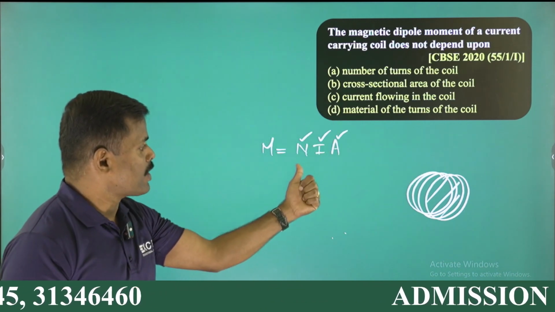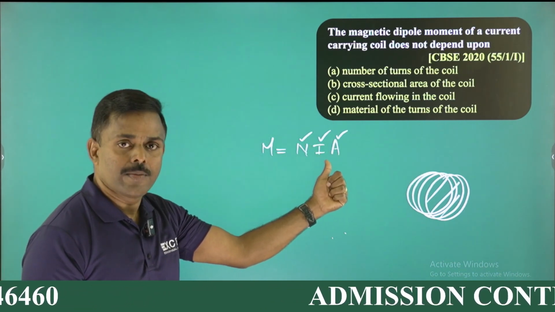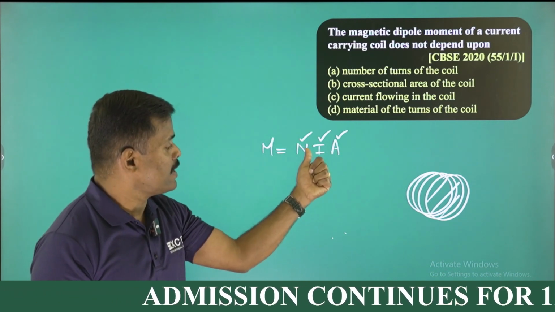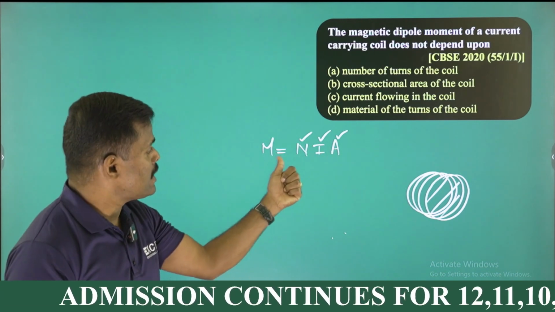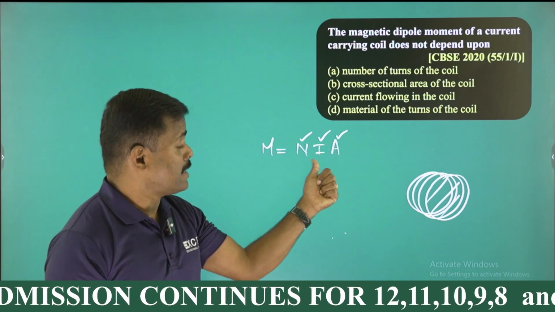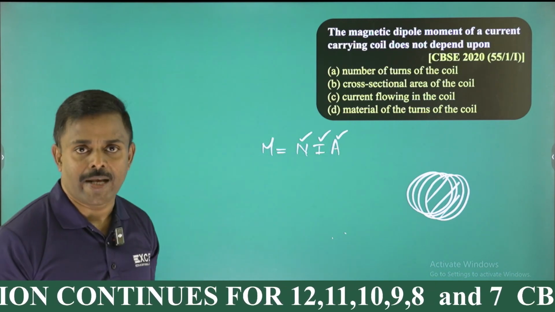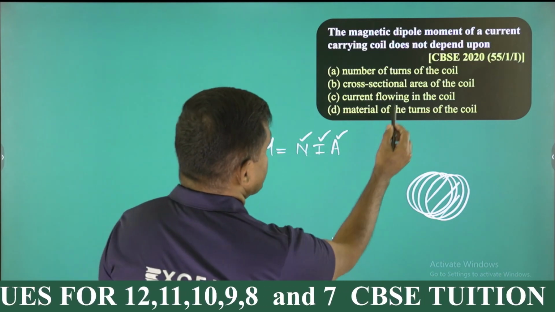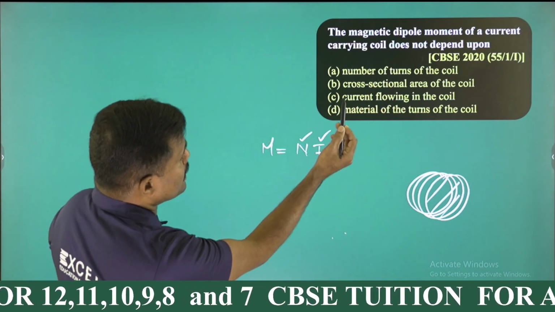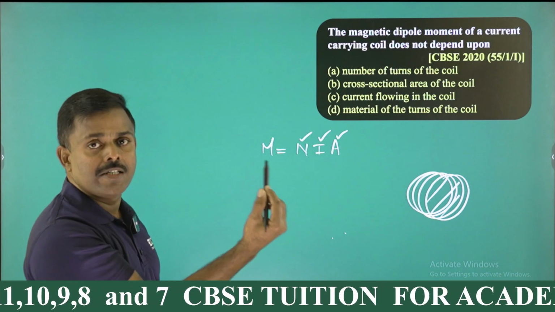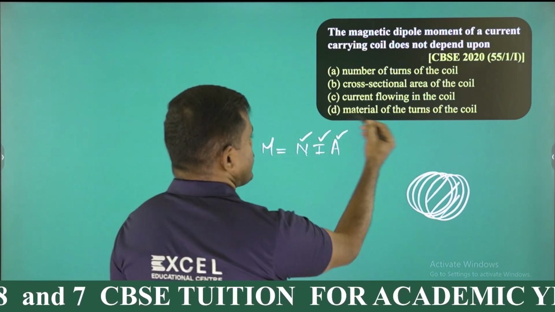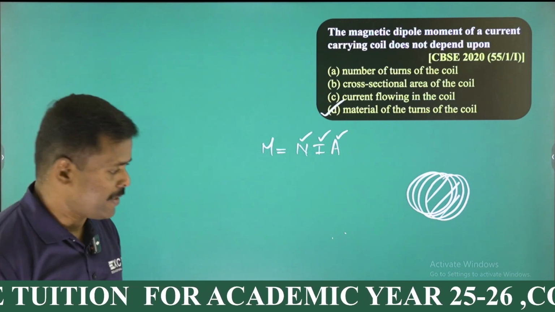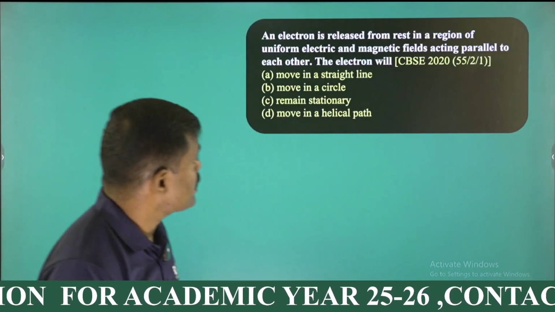So, number of turns, current, area, these are the factors which would affect the magnetic moment. Am I correct? So, in that case, the answer would be, they are asking what? The magnetic dipole moment of a current carrying coil does not depend upon material of the turns of the coil. Answer should be option D. That's an easy one. Okay. Let's get to the next one now.